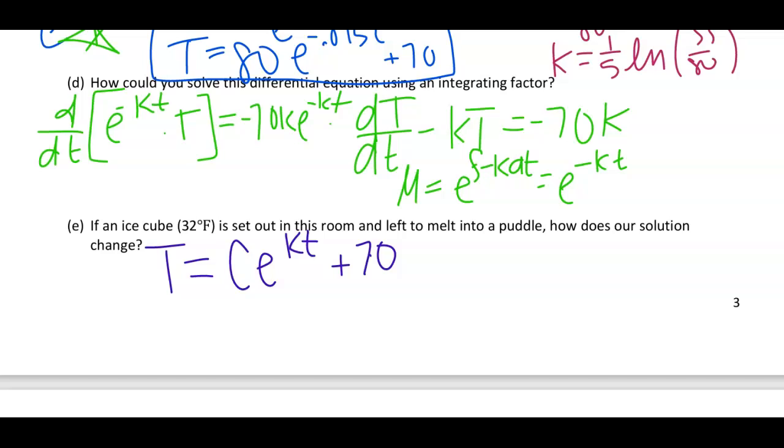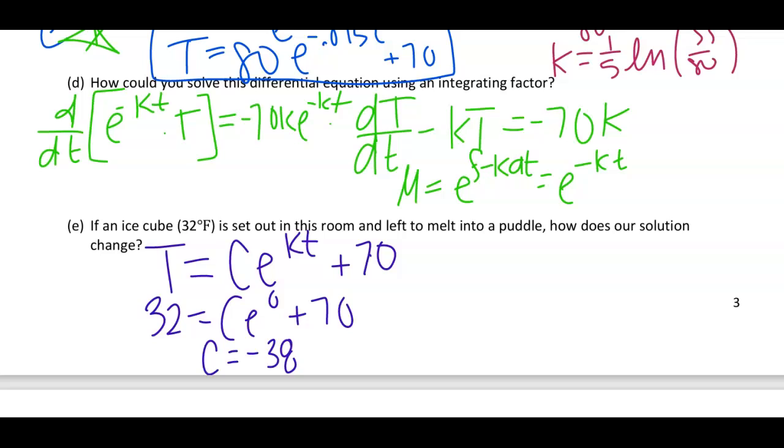So now in this case, when I plug in 32 at 0, and I subtract 32 over, I get a different C. And that makes sense, right? If I have something, oh, sorry, that's negative 38. Oh my goodness, 32 minus 70 is negative 38. There we go. So if I have something that is below the ambient temperature, then it needs to grow, right, to the ambient temperature.